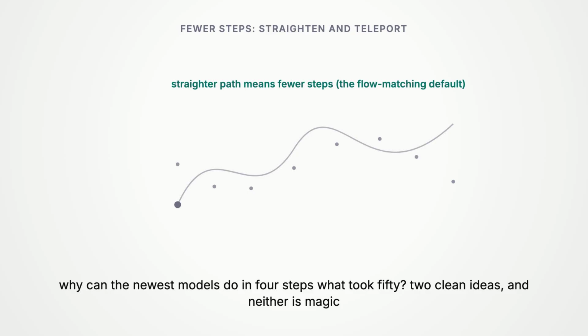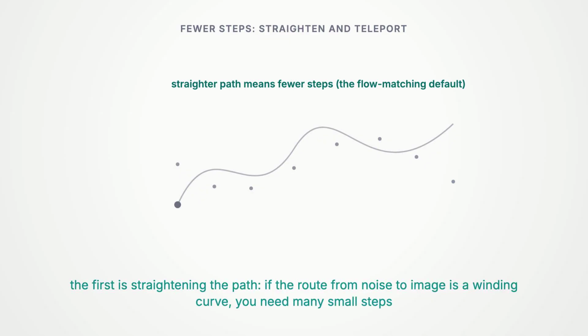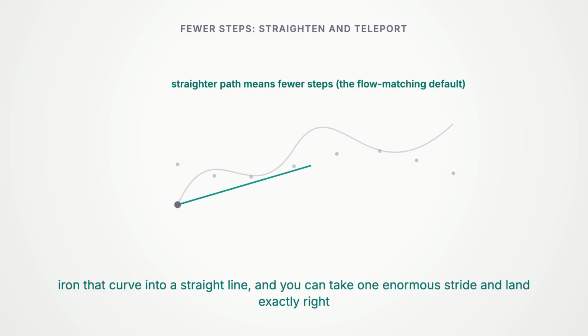Two clean ideas, and neither is magic. The first is straightening the path. If the route from noise to image is a winding curve, you need many small steps to follow it without flying off. But what if you could iron that curve into a straight line? On a straight line, you can take one enormous stride and land exactly right.